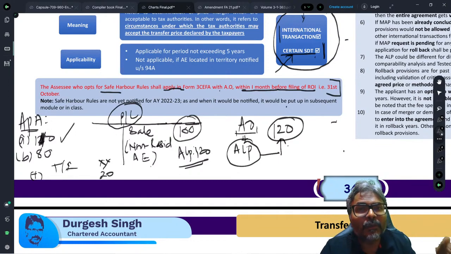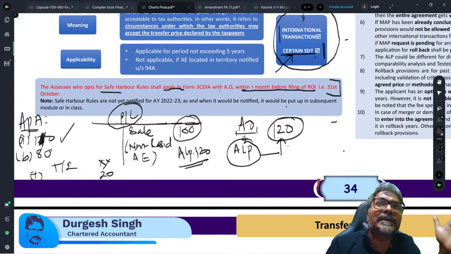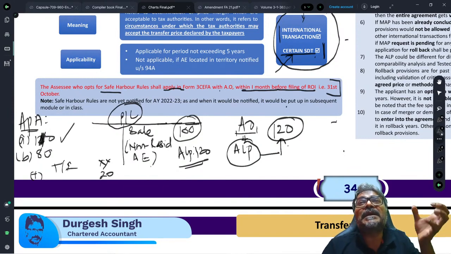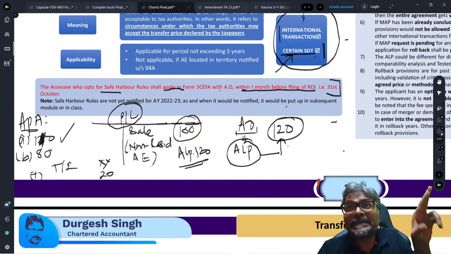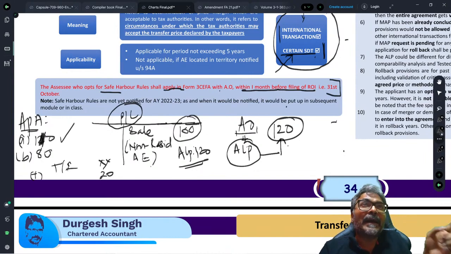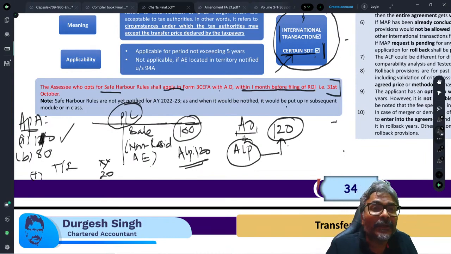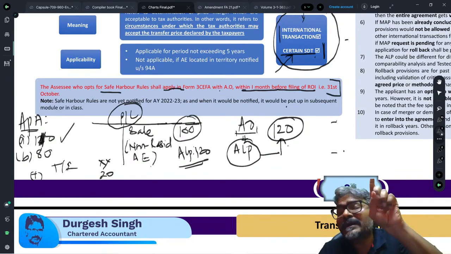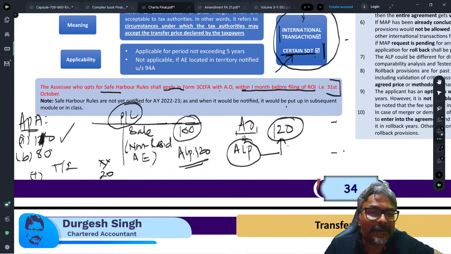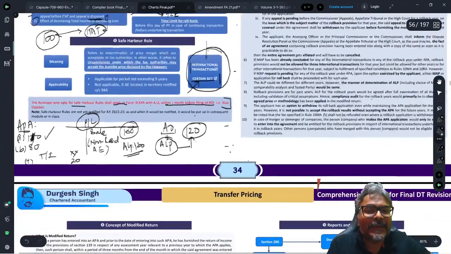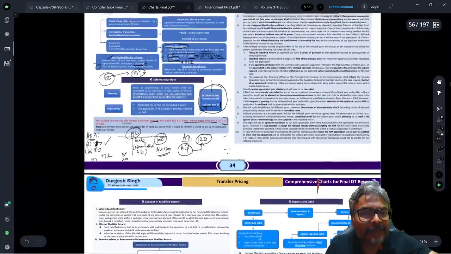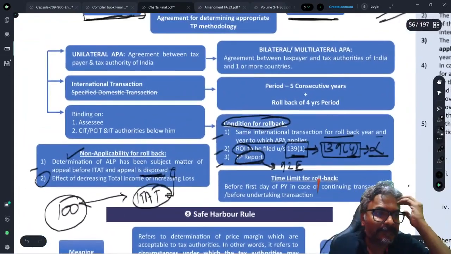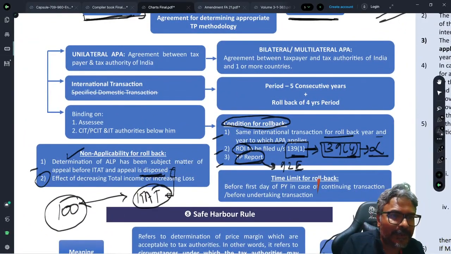Answer is no. Why is it so? Because if you do roll back the same, then in that particular case, this will result into the decrease in the total income as declared by the SSE in his ROI, and therefore students, in that particular case, this particular thing will not be allowed to be accepted. So therefore, can you see that?